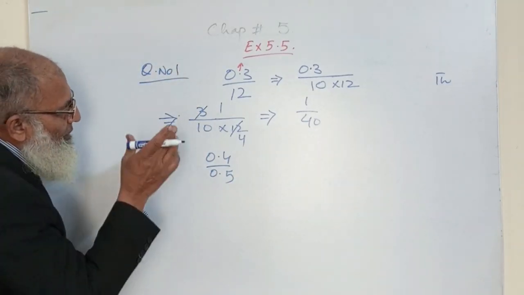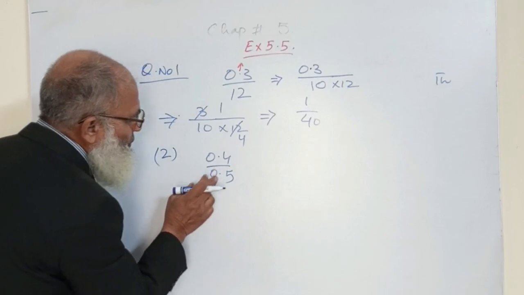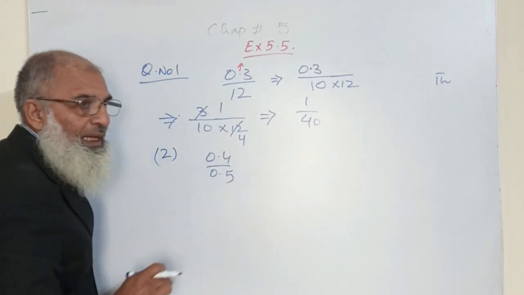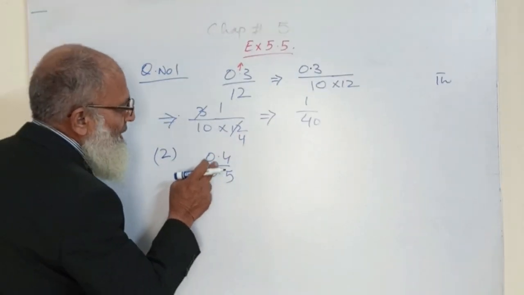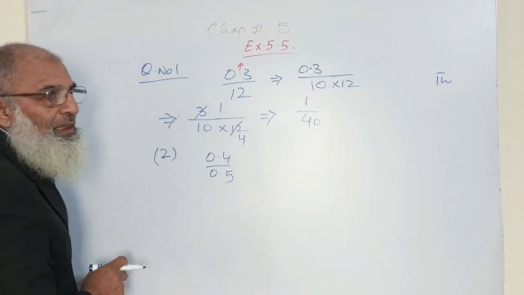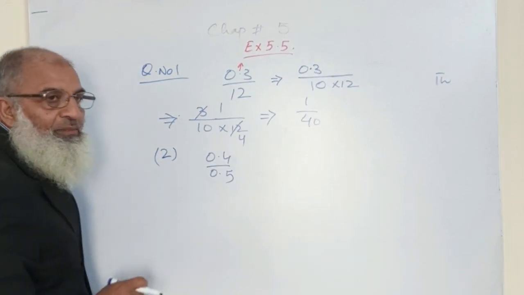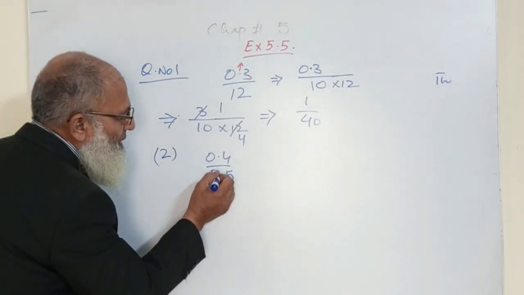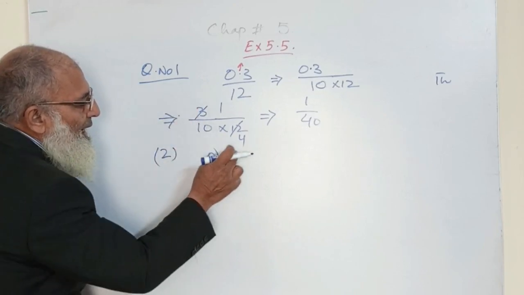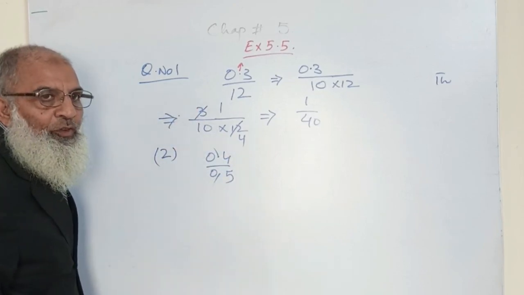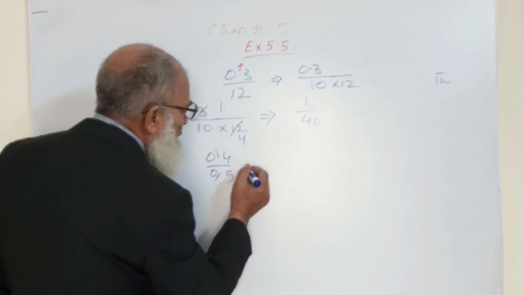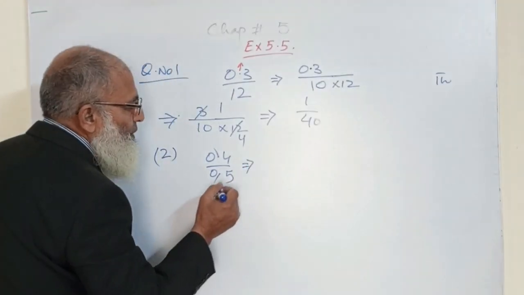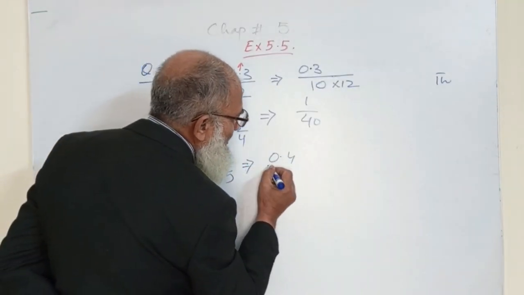0.4 divided by 5. If you see that the decimal is at the same place, here the decimal is at one place and here the decimal is at one place, you can just skip the decimals and the answer will be 4 upon 5. But if you want to go into detail, you will do it like this.